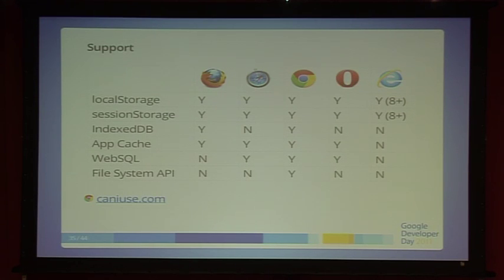Okay, support. So this is the support matrix for these features. Local storage, session storage, very well supported, IE versions 8 and up. IndexedDB is in, as told, Firefox and Chrome. App cache, it's pretty well supported. Only IE doesn't support it. WebSQL is in Safari and in Chrome and Opera, but not in Firefox and not in IE either. And the file system API is Chrome only.